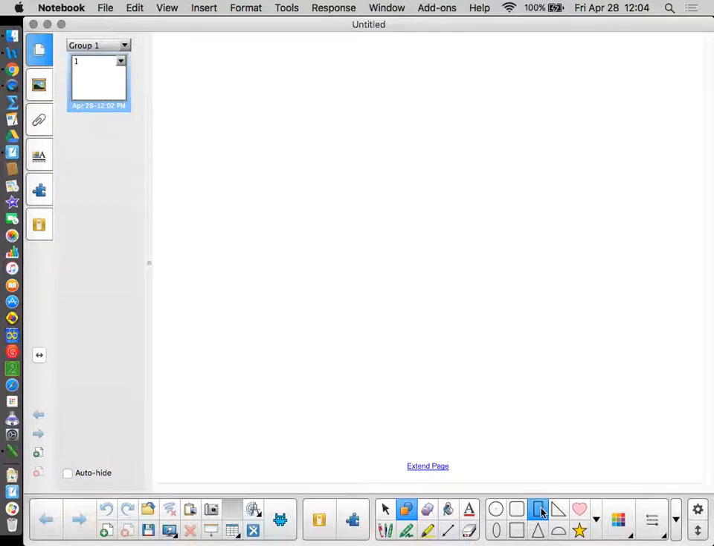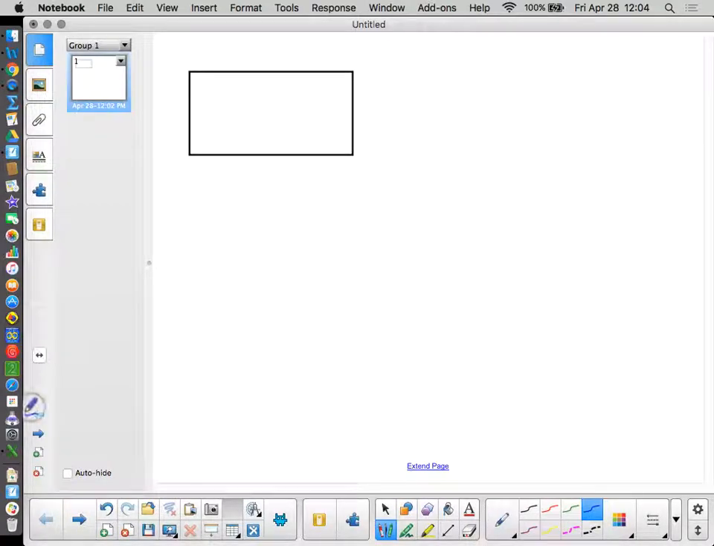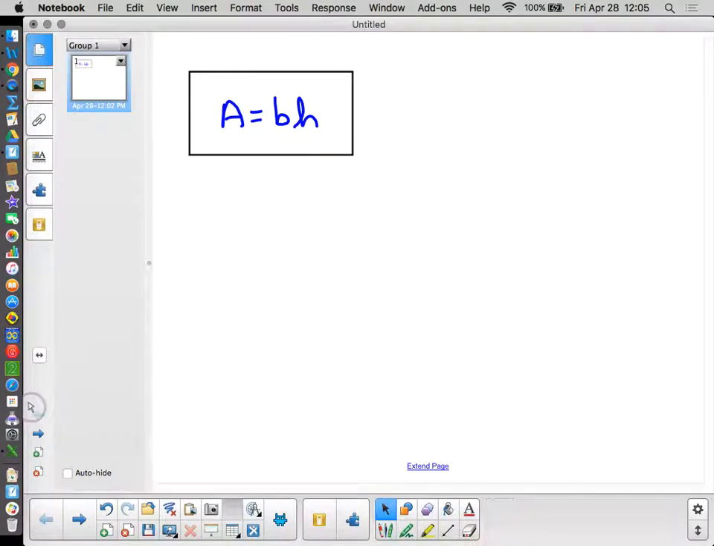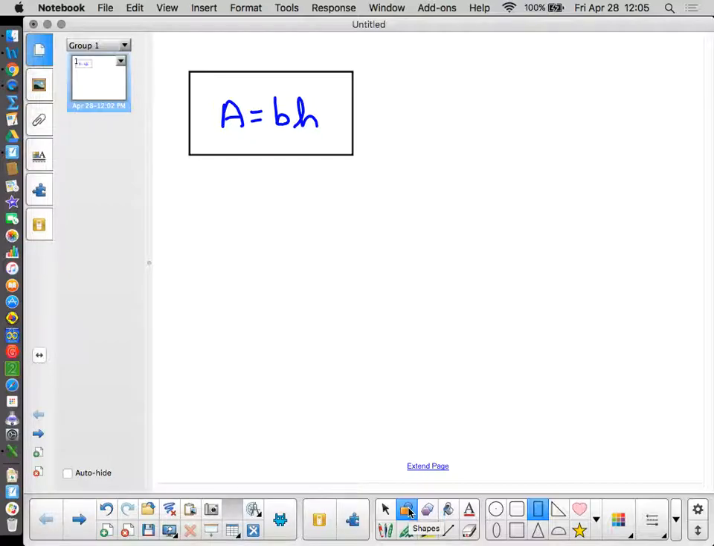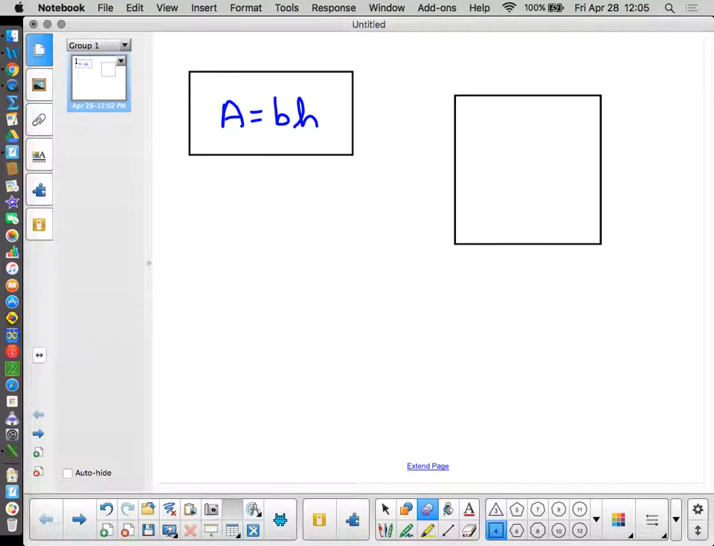Let's start with our most basic formula we can think of, a rectangle. Area equals base times height, or length times width if you want to put it that way, right? That's a rectangle. That's one of the shapes you'll need to know how to find the area of. Ooh, we're starting tough, aren't we? A square, just to get a nice perfect square here.